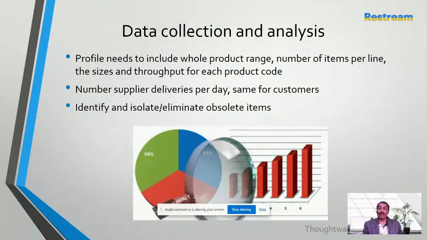Identify and isolate or eliminate obsolete items. This is where we are going to do FSN analysis, okay, fast, slow and non-moving items, and you have to remove the non-moving items periodically and allow more space for other types of items. Possibly you should also provide a suitable location for fast moving items, whereas slow moving items can be given a second priority.